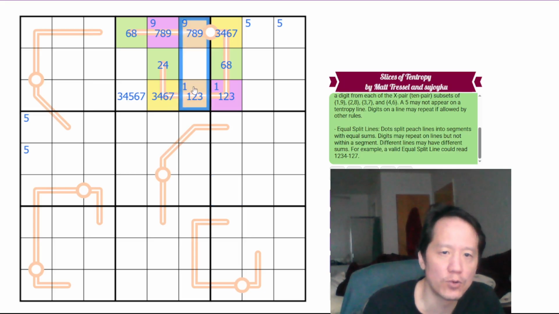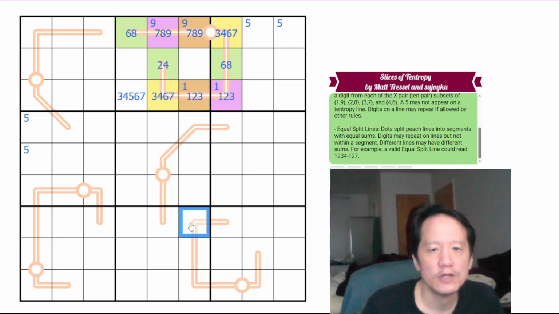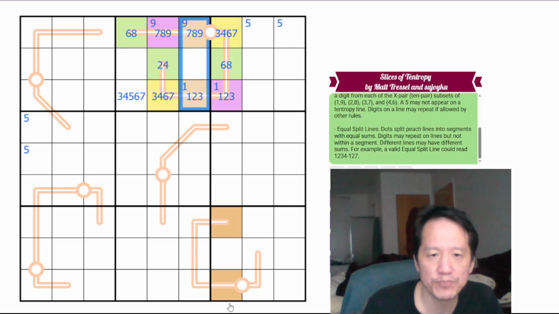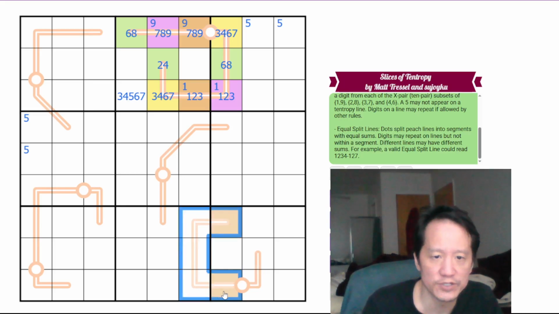So we have 2 orange digits here, which match the Tentropy pole. These 3 that cannot be orange. So orange has to be these 2 digits here. Whatever matches this set, right? Because these 3 cannot be any of the orange. This matches here, this matches here. This is 2 digits at least. This is 5 digits at least. And there must be a 1 here. There must be a 2 and a 3 here too.